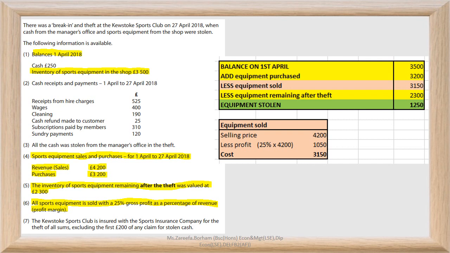To do this, we should make use of the gross profit margin. Accordingly, the profit portion within the sales value is 25% of the sales value. Once this is removed from the sales value, we get the cost of the equipment sold. Thereafter, we should remember the fact that there was some equipment left after the theft, so we should subtract it. This will give us the value of equipment stolen.